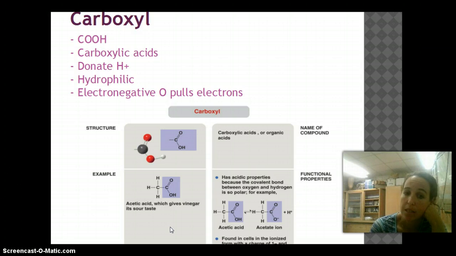Carboxyl is a C double bonded O to an OH group. So here's our structure. C double bonded O and an OH. These are also called carboxylic acids. So they donate this hydrogen that's here. They donate that, and as we talked about in our presentations, they talked about how acids are an increase in the amount of hydrogen ions. So this is increasing that. They are also hydrophilic, and you have your electronegative oxygen pulling your electrons. Remember, oxygen is very electronegative. Carbon is not.